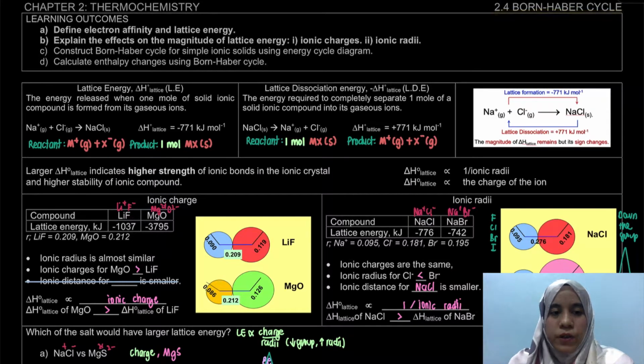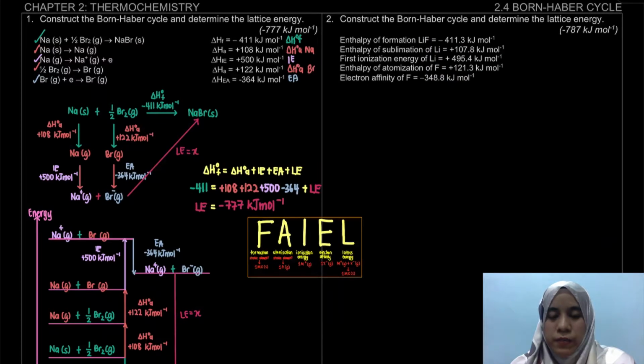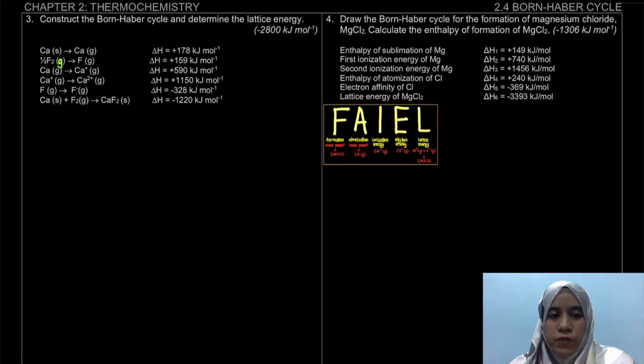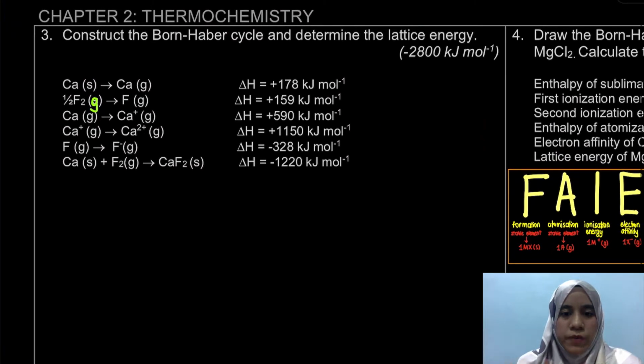In this video, we will construct the Born-Haber cycle for a simple ionic solid and then calculate enthalpy changes using the Born-Haber cycle. So we have looked at the first example, and right now let's look at the third example. Question number 3: construct the Born-Haber cycle and determine the lattice energy.